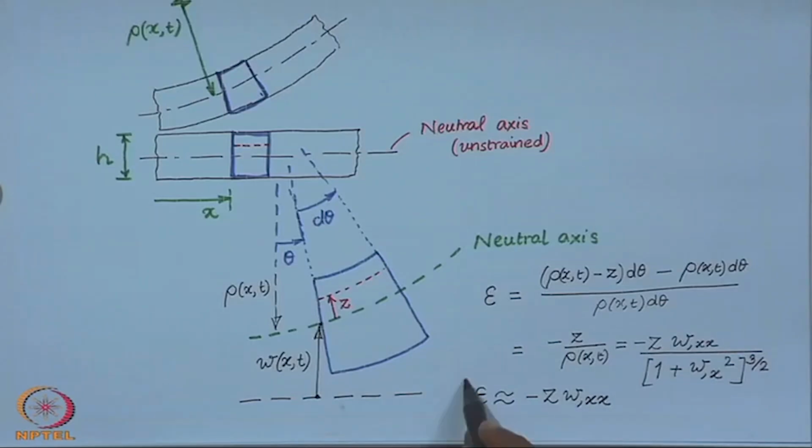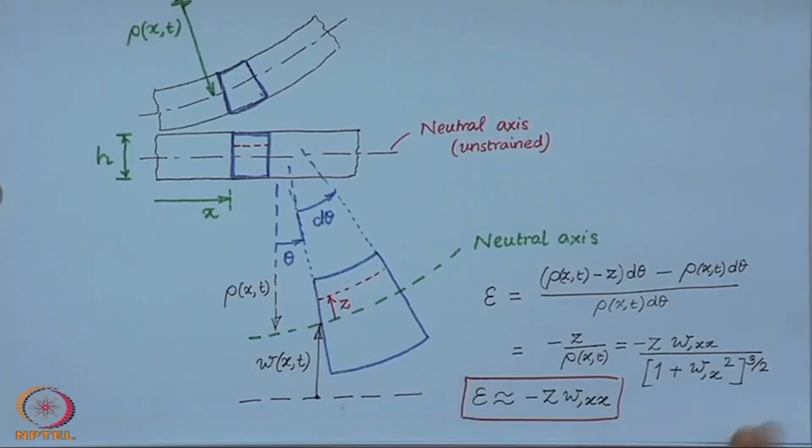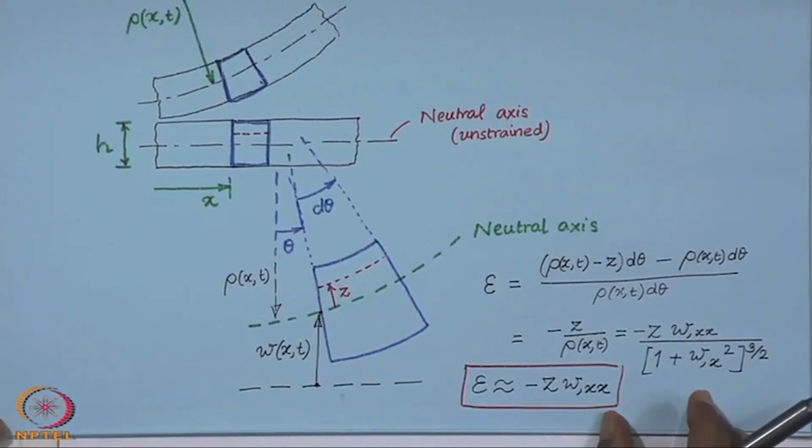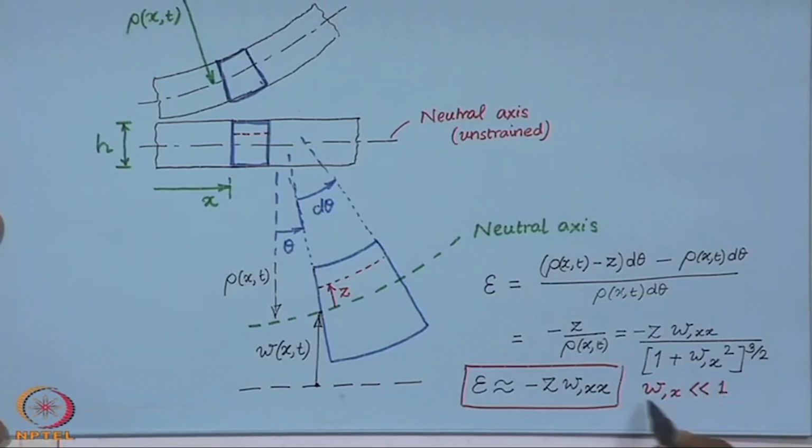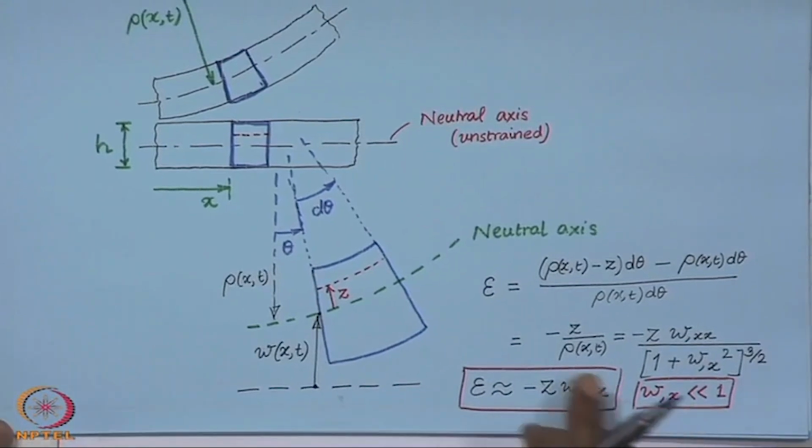as minus z times the second derivative with respect to x of W. So, W is our field variable. So, this is under the assumption that we make this assumption that the slope of the beam at any location is much smaller than 1. So, under this assumption our strain simplifies to this expression.